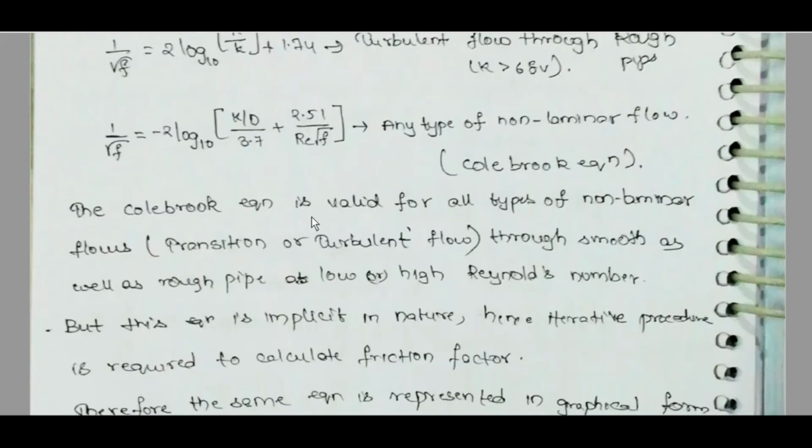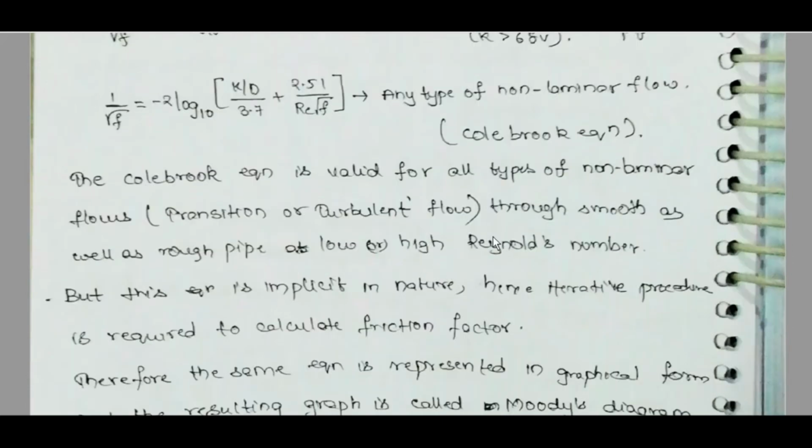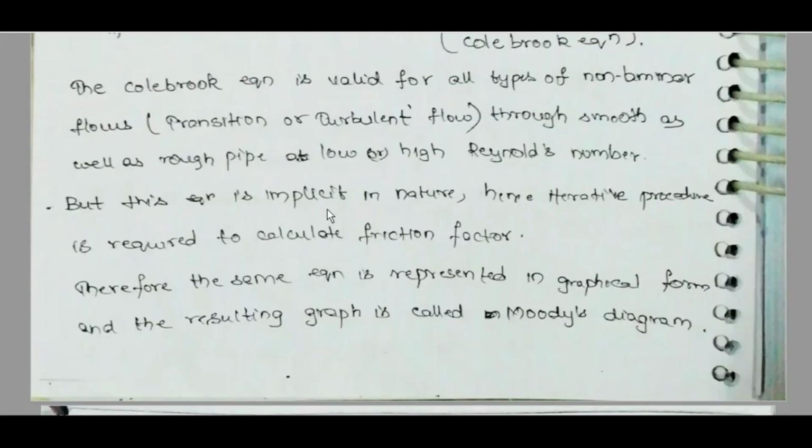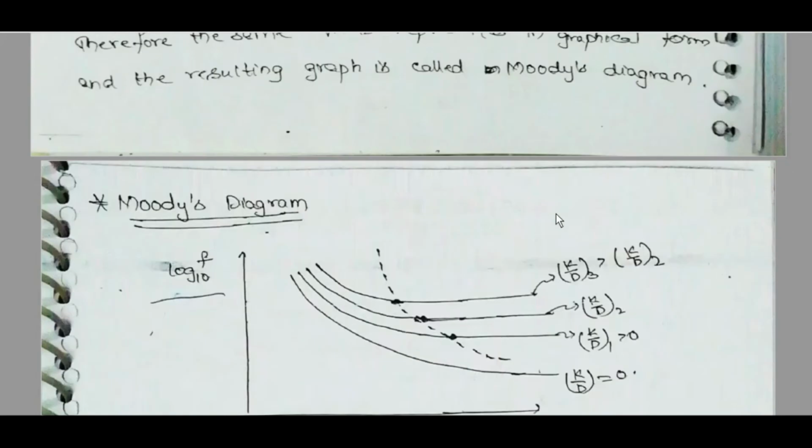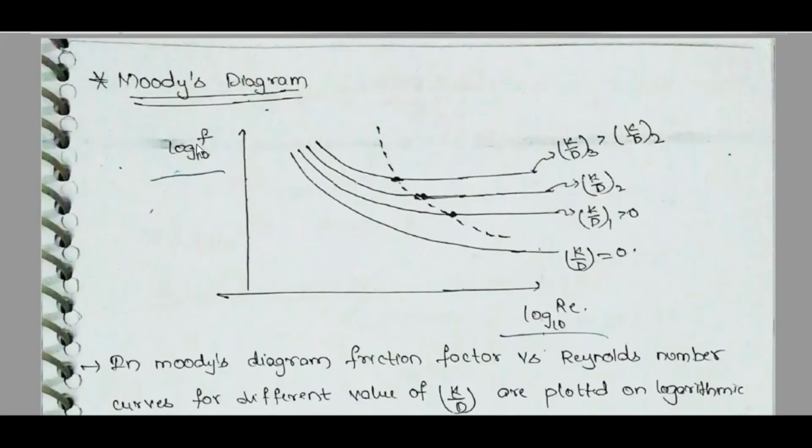The Colebrook equation is valid for all types of non-laminar flows, transition or turbulent flow through smooth as well as rough pipe, at low or high Reynolds number. But it is implicit in nature, hence an iterative procedure is required to calculate the friction factor. Therefore, the same equation is represented in graphical form, and the resulting graph is called Moody's diagram, with log10 of F versus log10 of Re, for k by D equal to 0 and increasing values of k by D.